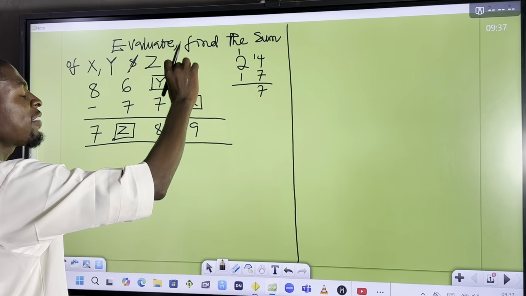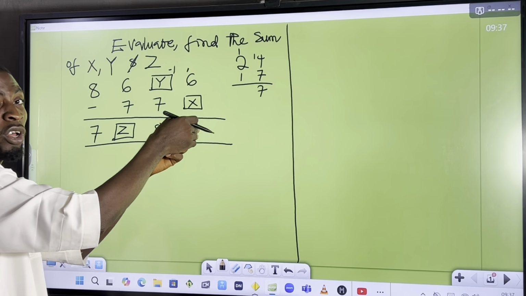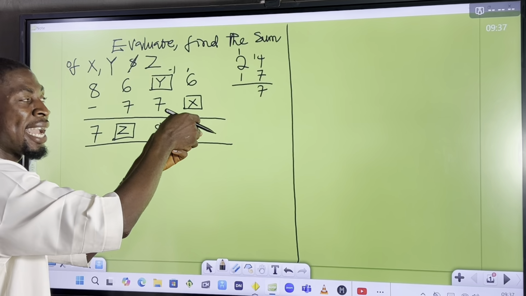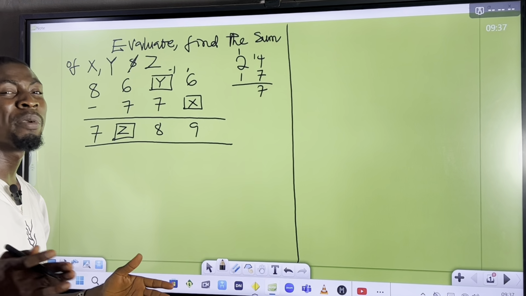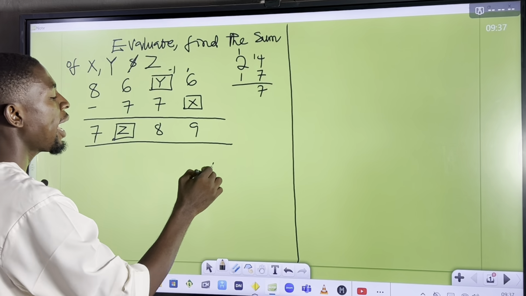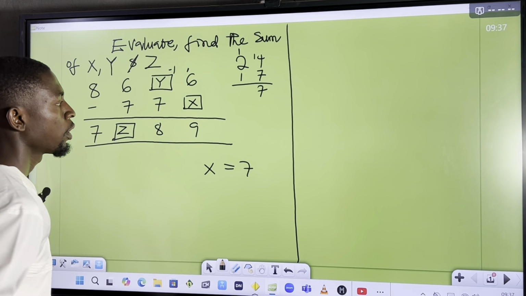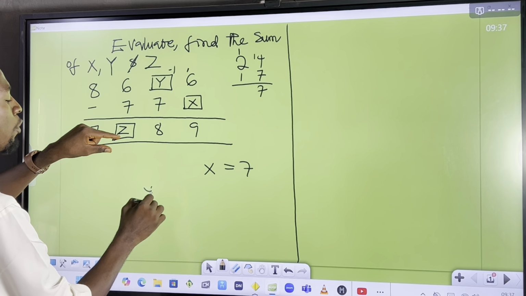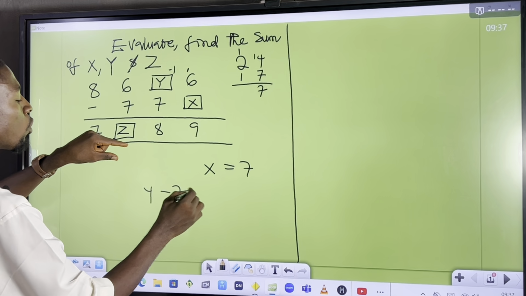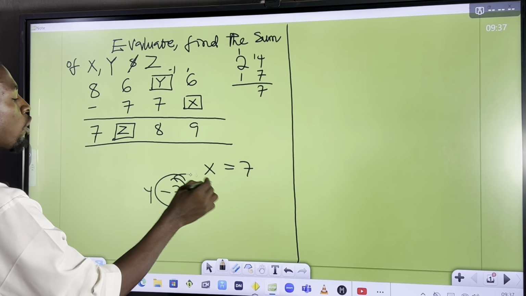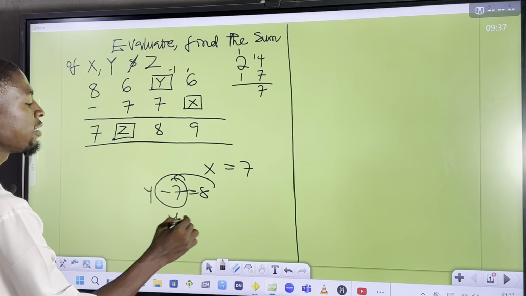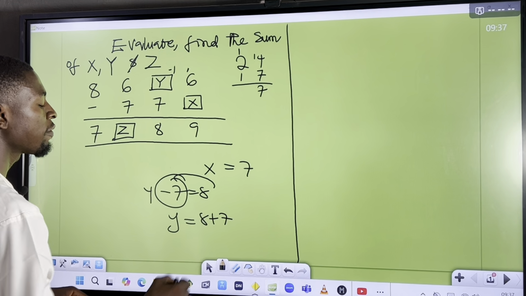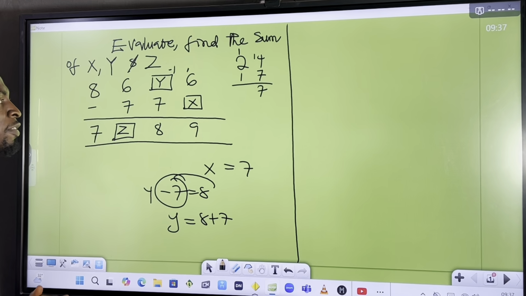This minus this, 16 minus 9. You minus the number here. 16 minus 9 will be giving us 7. So x is equal to 7. So if x is equal to 7, here to get the number here, this is just like having y minus 7 is equal to 8. You know when this crosses the equation it becomes plus, so we have y is equal to 8 plus 7. 8 plus 7 will give us 15.